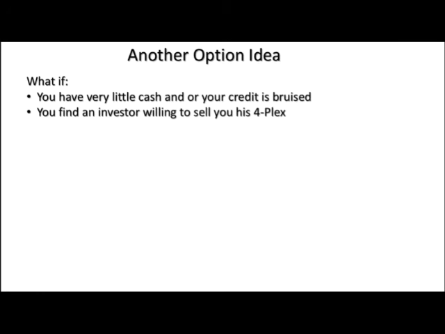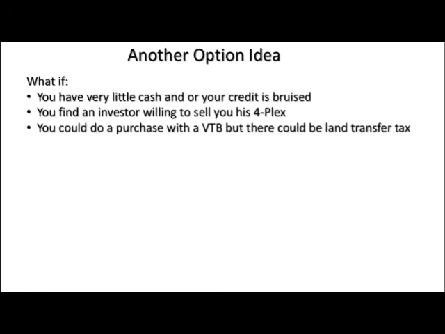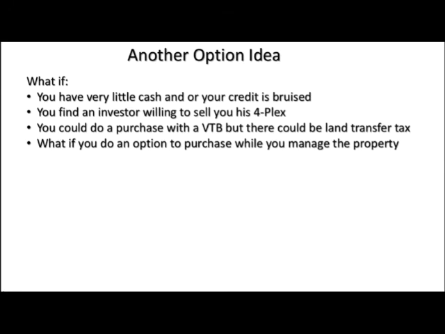So other idea, what if you have very little cash and or your credit is extremely bruised? You're able to find an investor willing to sell you his fourplex or any size of multiplex. You could do an actual purchase with a vendor take back, but you'll end up having some land transfer tax that you'll have to pay. And I'm assuming that you have no money at this point in time. So what if you do an option to purchase? Well, you manage the property.